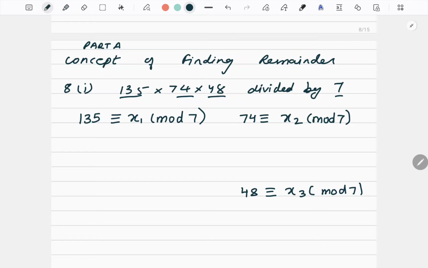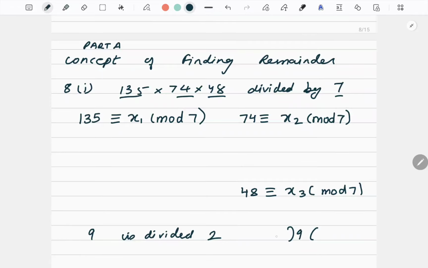Now, tell me a very basic concept. In your previous classes, primary classes, you have learned how to find out the remainder. What if I pose a question, what is the remainder when 9 is divided by 2? What do you do?